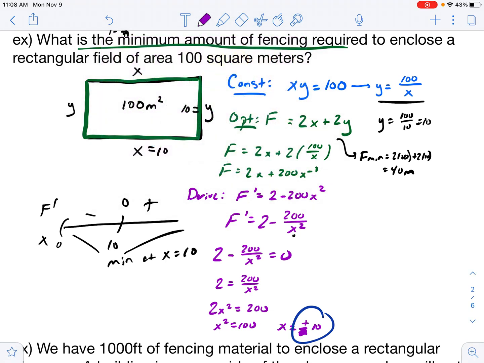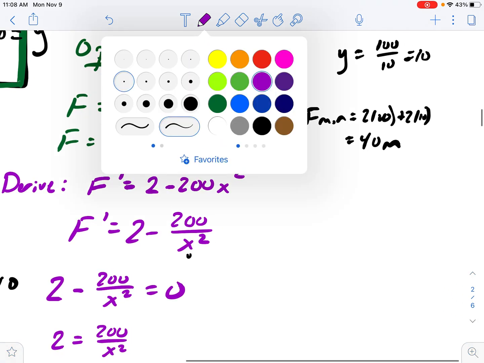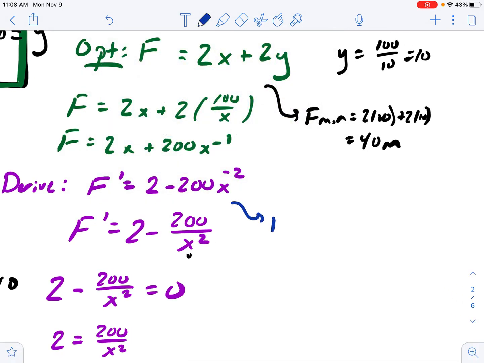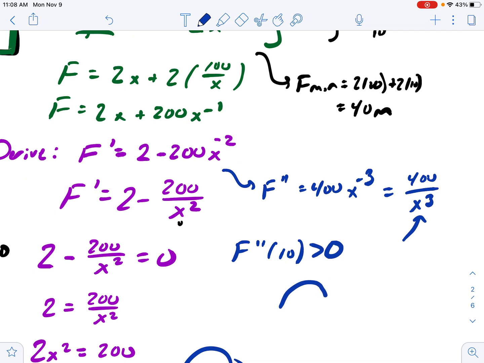Oh, I see. I made a careless mistake up here. That's why it didn't work. That should be a negative 2, which I erased. Now, real quick, to go through the second derivative test correctly. My bad, folks. Taking the second derivative, we actually get positive 400x to the negative third. So again, if I evaluate this at the critical point, if I plug 10 in for x, that's going to be positive. Function is concave down with a slope of 0, it must be a max then.